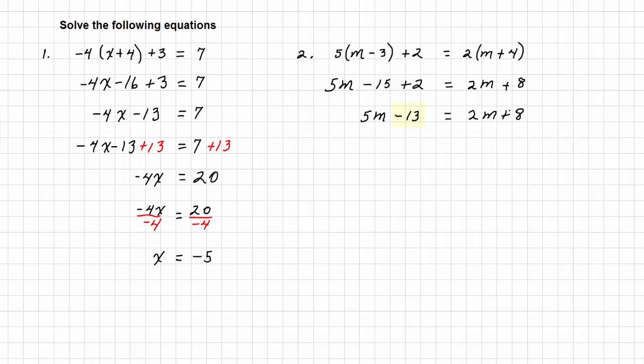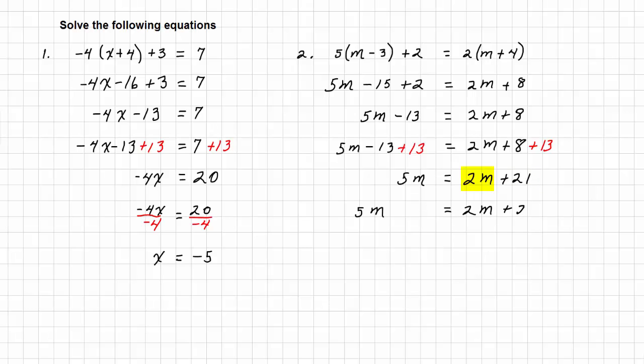In order to eliminate the negative 13 from the left side of this equation, I'm going to add 13 to both sides. So on the left side, you end up with 5m minus 13 plus 13, or 5m. And on the right, you have 2m plus 8 plus 13, or 2m plus 21. To eliminate the 2m from the right side of the equation, I am going to subtract 2m from both sides. This time I didn't leave a space between the 2m and the 21.